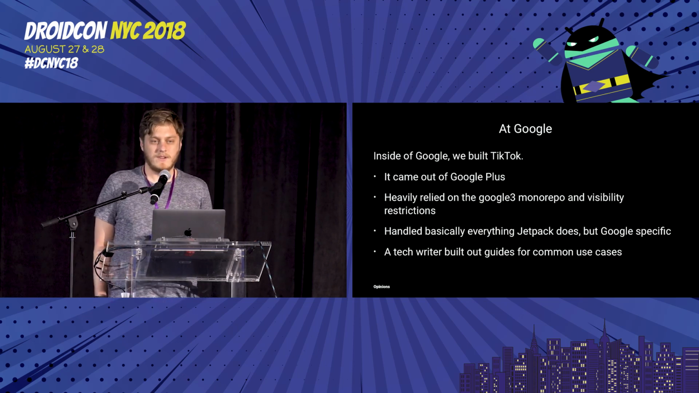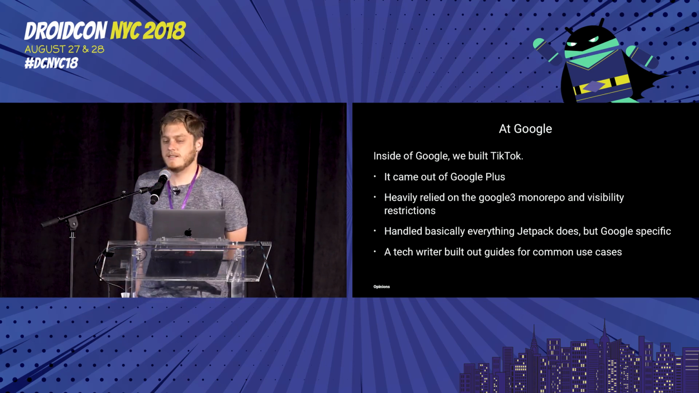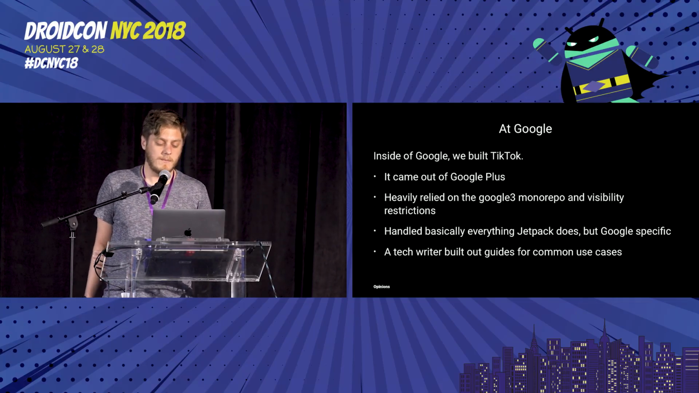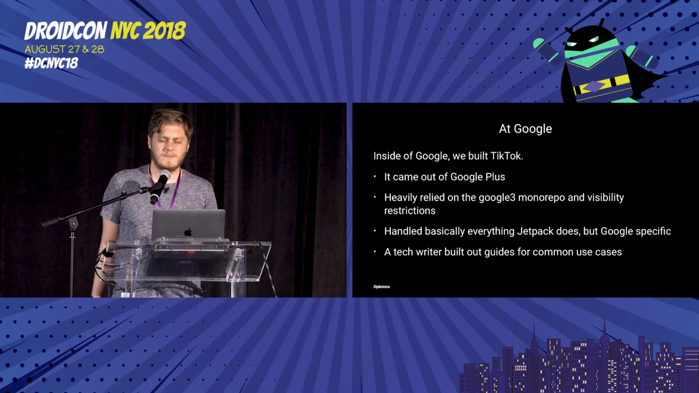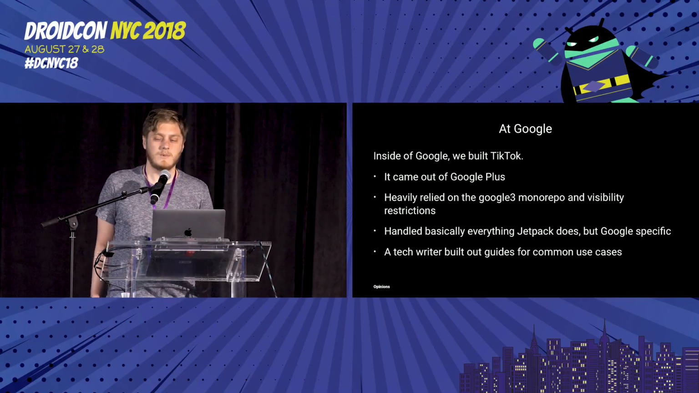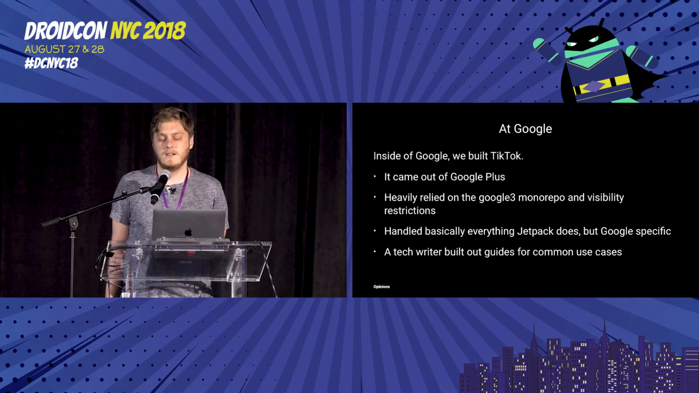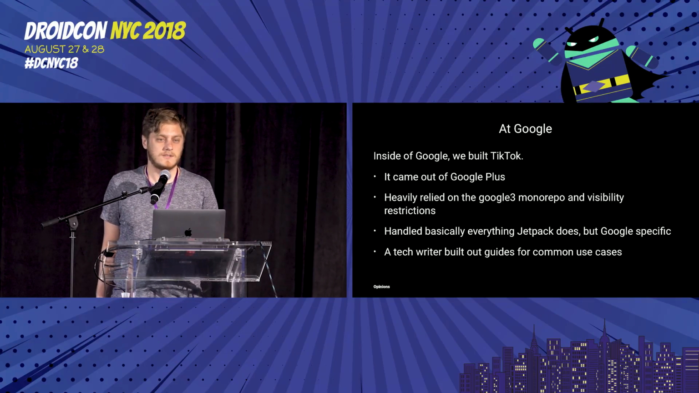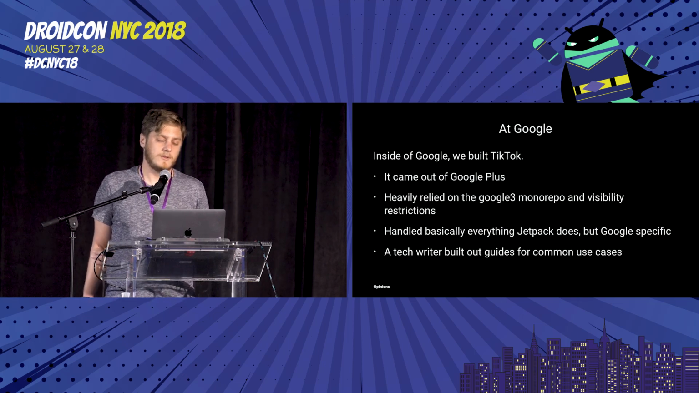Now the problem with this framework, and the reason we never open sourced it, is it is very heavily coupled to Google-specific build tooling. If you've heard of the Google 3 monorepo, there's some public blog posts from ex-Google people about that whole thing, but it depended on being in a monorepo. And then it also required a lot of visibility restrictions. We were able to, in our repository, take certain build targets in there. So think like Gradle modules, or if you've used Bazel, it's going to be build targets.